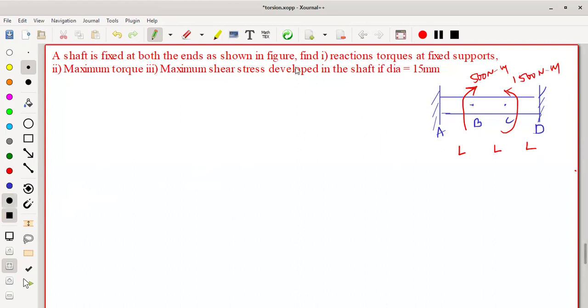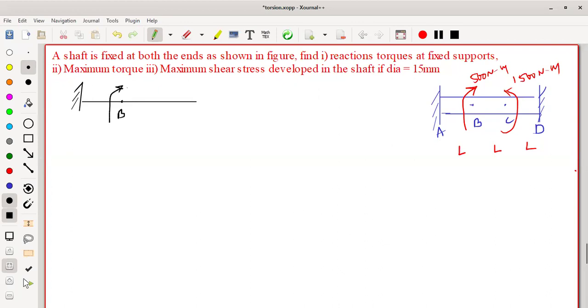As shown in the figure, find the reaction forces at both supports, the maximum torque, and the maximum shear stress. First of all, you have to draw the free body diagram. One end is fixed, so the procedure for a problem like this is to remove one support.